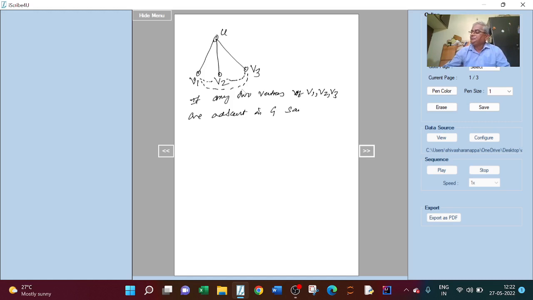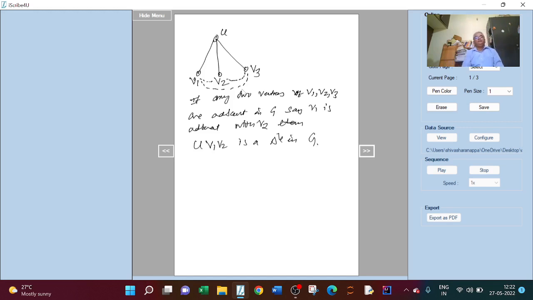say V1 is adjacent with V2, then U, V1, V2 is a triangle in G.